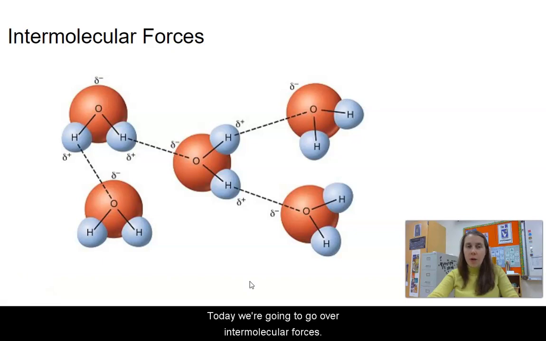Today we're going to go over intermolecular forces. All right, and inter means between. So intermolecular forces are going to be forces between different molecules that hold them together.